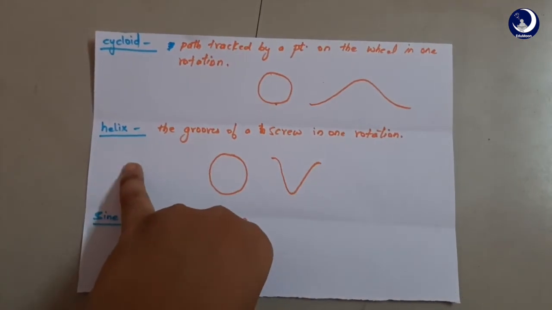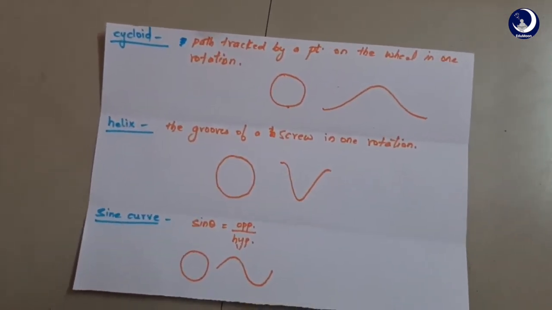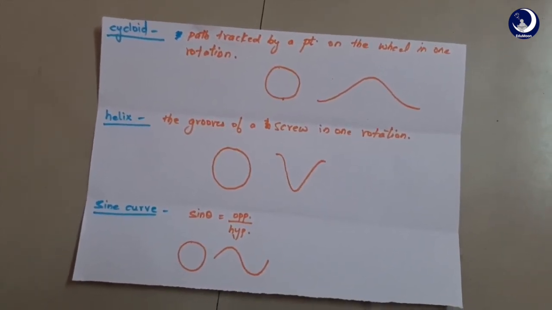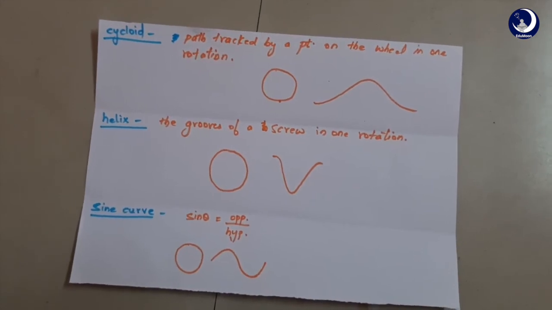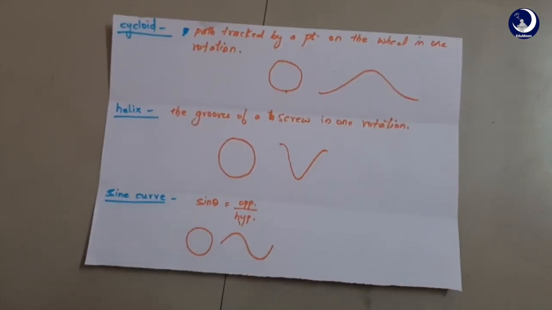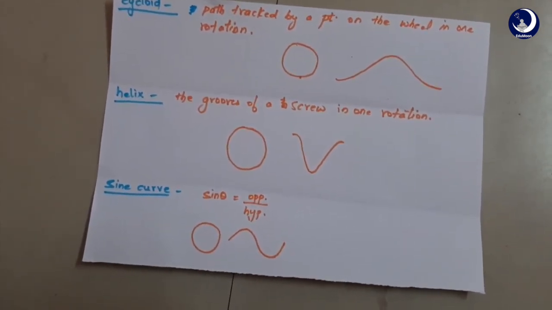Then we have helix. The grooves of a screw in one rotation is called a helix. And sine curve. We are very familiar with the sine curve. Sine theta is equal to opposite side by hypotenuse, and this is the rough sketch of a sine curve, and we are going to discuss how to draw these in the later videos.